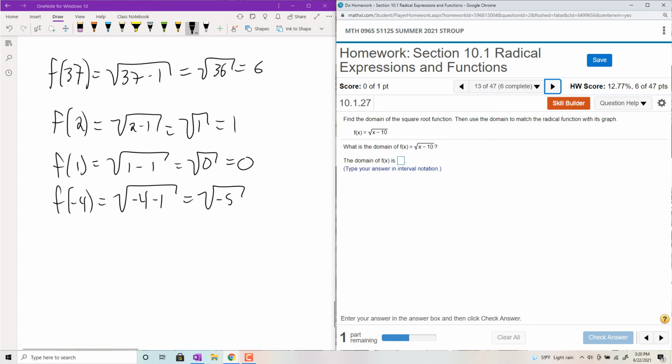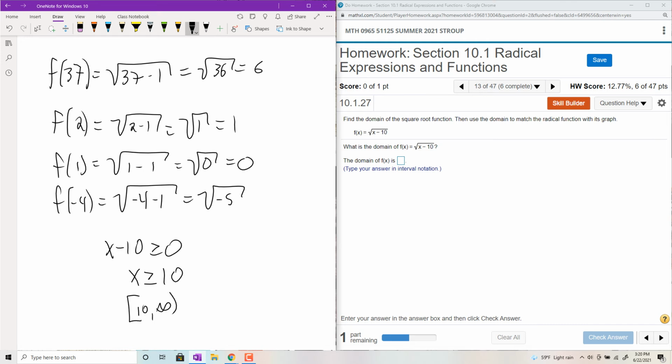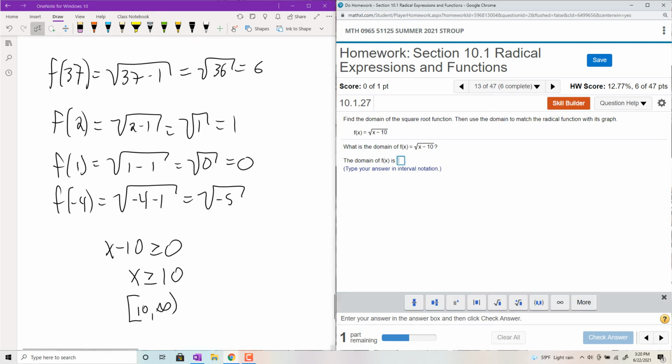Find the domain, so that's one where you're taking the x minus 10 and setting it greater than or equal to 0. And then they're going to want it in interval notation, so 10 to infinity. So square bracket 10 comma backslash inf. If you write backslash inf, it will give you the infinity symbol.